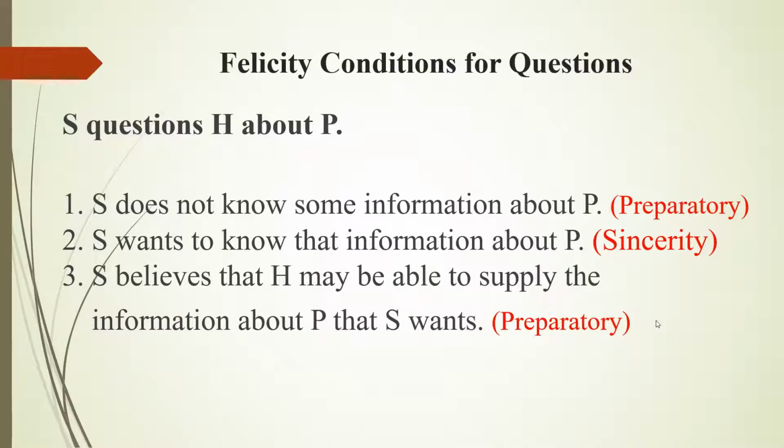S wants to know that information about P, the state of affairs. The state of affairs here means what happened in class. So your friend wants to know some information about what happened in that class on that particular day. S believes that H may be able to supply the information about P that S wants. So your friend believes that you, H here meaning the hearer, will be able to tell him or her what happened in class. So that question is felicitous, because it does not violate any of the felicity conditions.